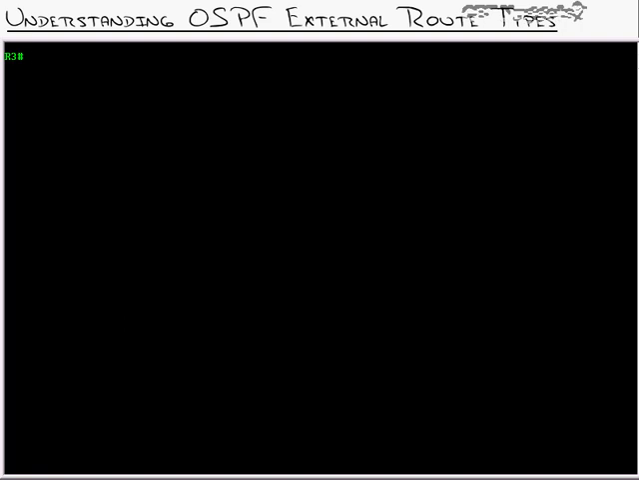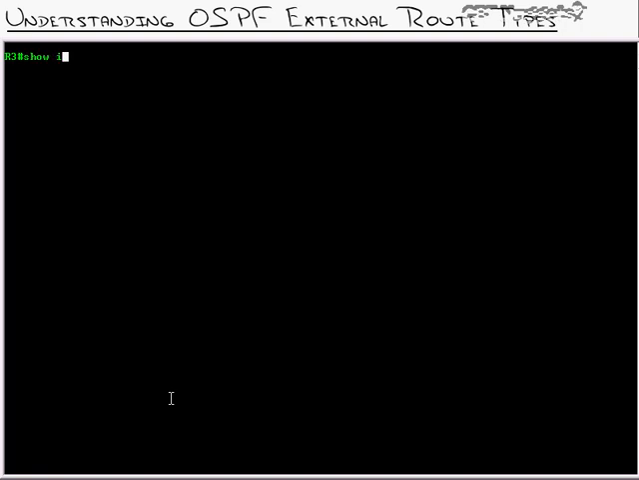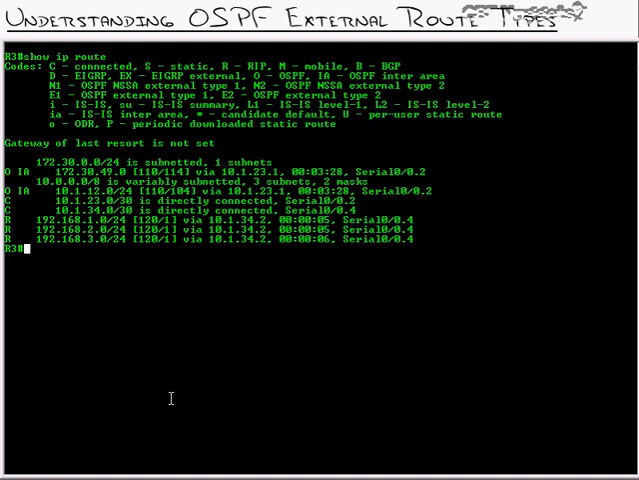I'm sitting on router 3, which as of right now is connected to a RIP network and the OSPF network. I'm going to type in show IP route on router 3, and sure enough, it's got some OSPF routes and some routes that it's learned via RIP.